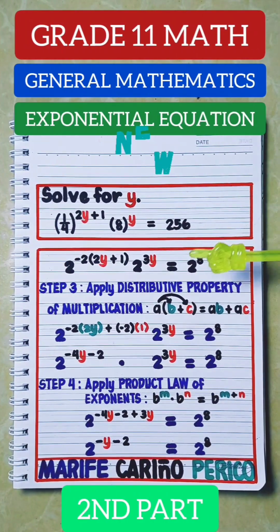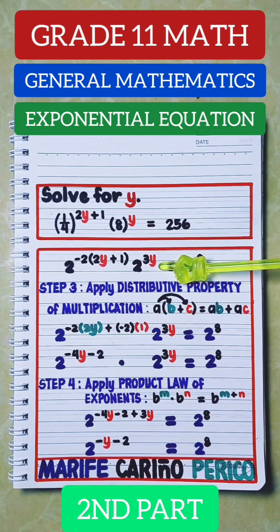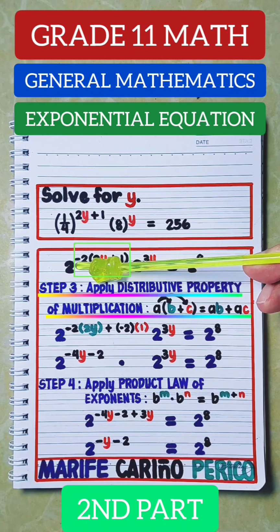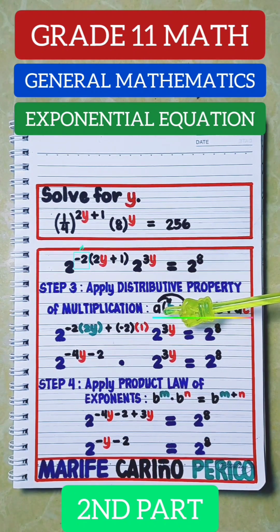After the application of the power-to-power law of exponents on the left side of the equation, the third step is to apply the distributive property of multiplication to find the product of these exponents. Based on this property, we distribute the factor outside the brackets into each of the terms inside the brackets.